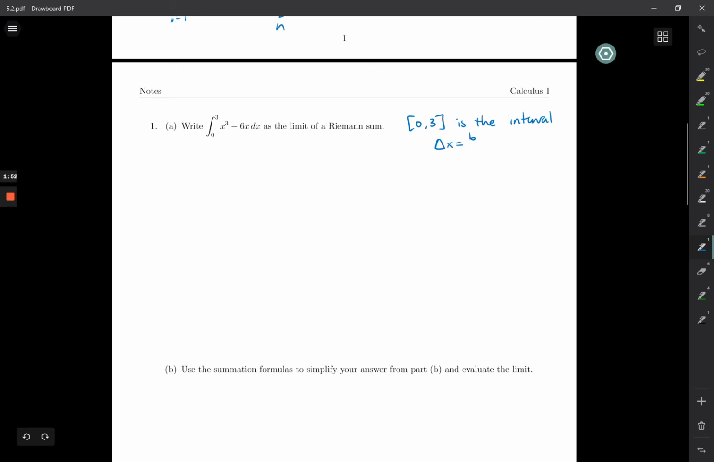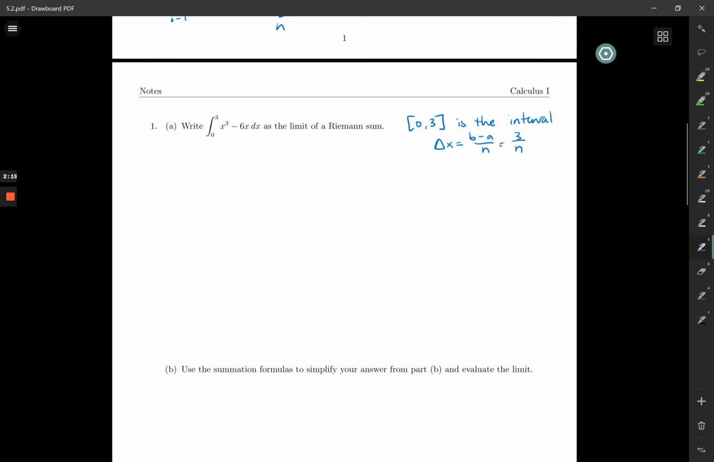So remember, delta x is b minus a over n. Since we're writing this as the limit of a Riemann sum and we want to take the limit as n goes to infinity, we leave n as just a variable, right? Because we're going to take that to infinity. So this is going to be b minus a, which is 3 minus 0. So delta x is 3 over n, right?